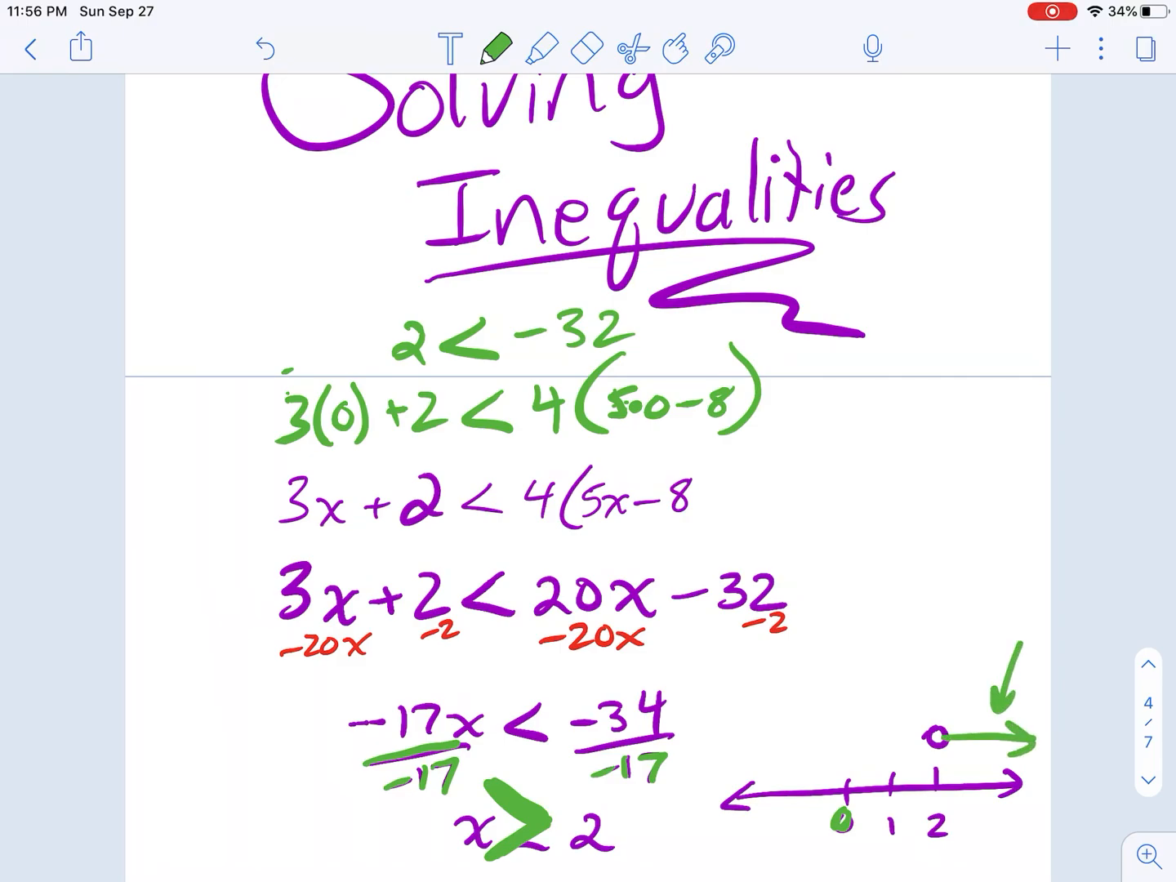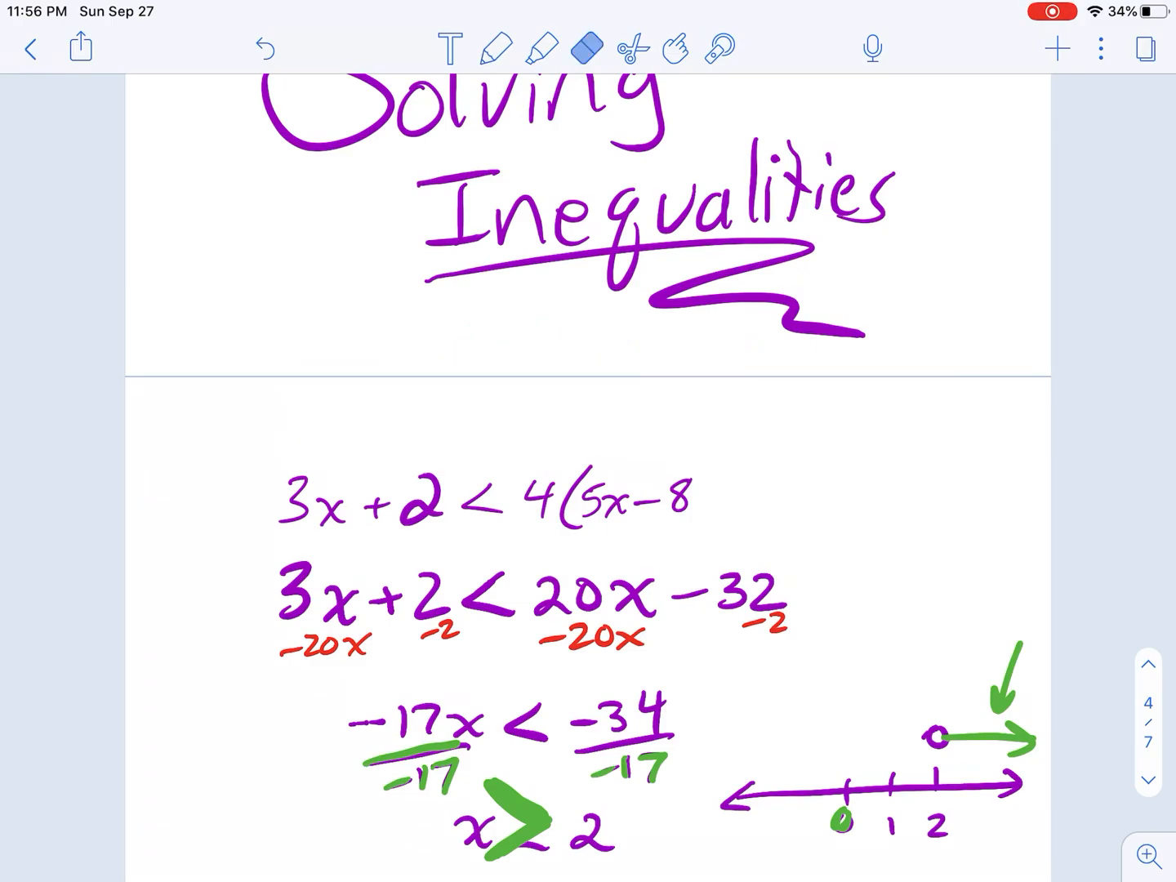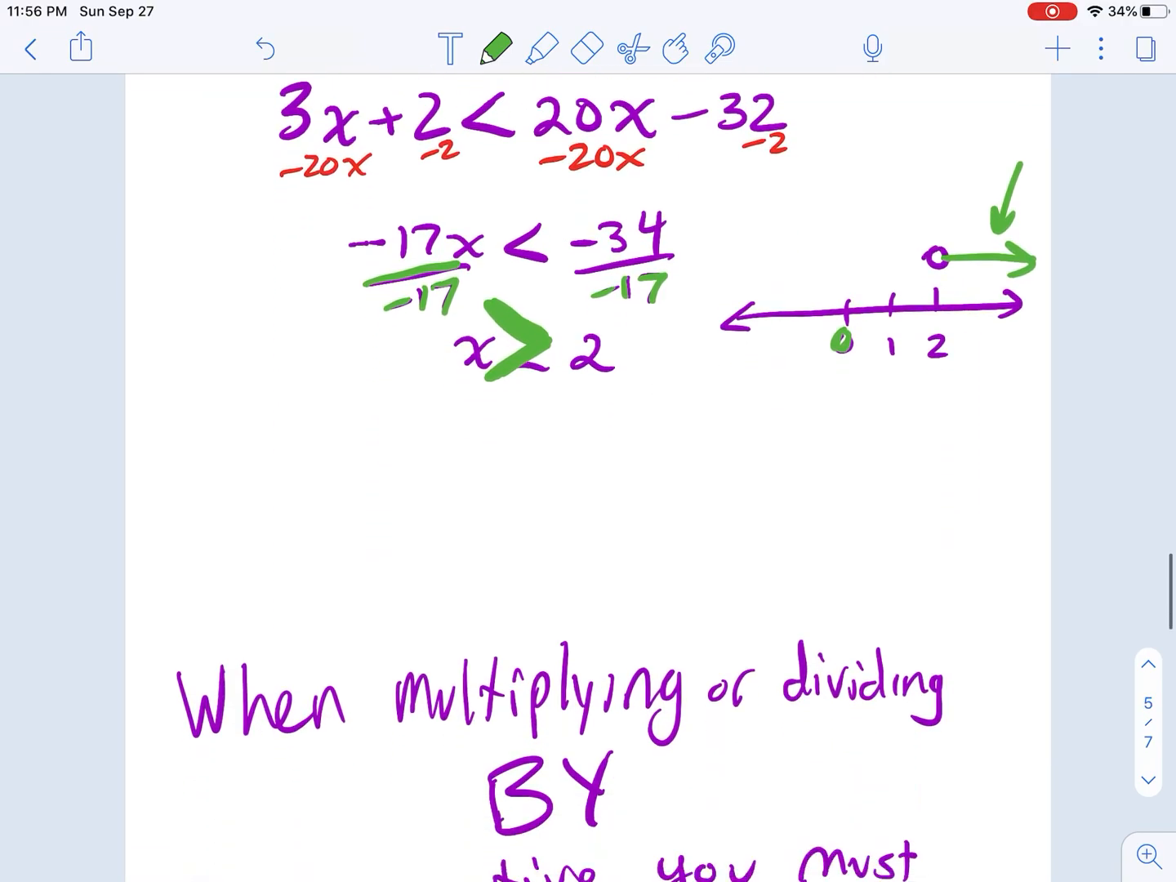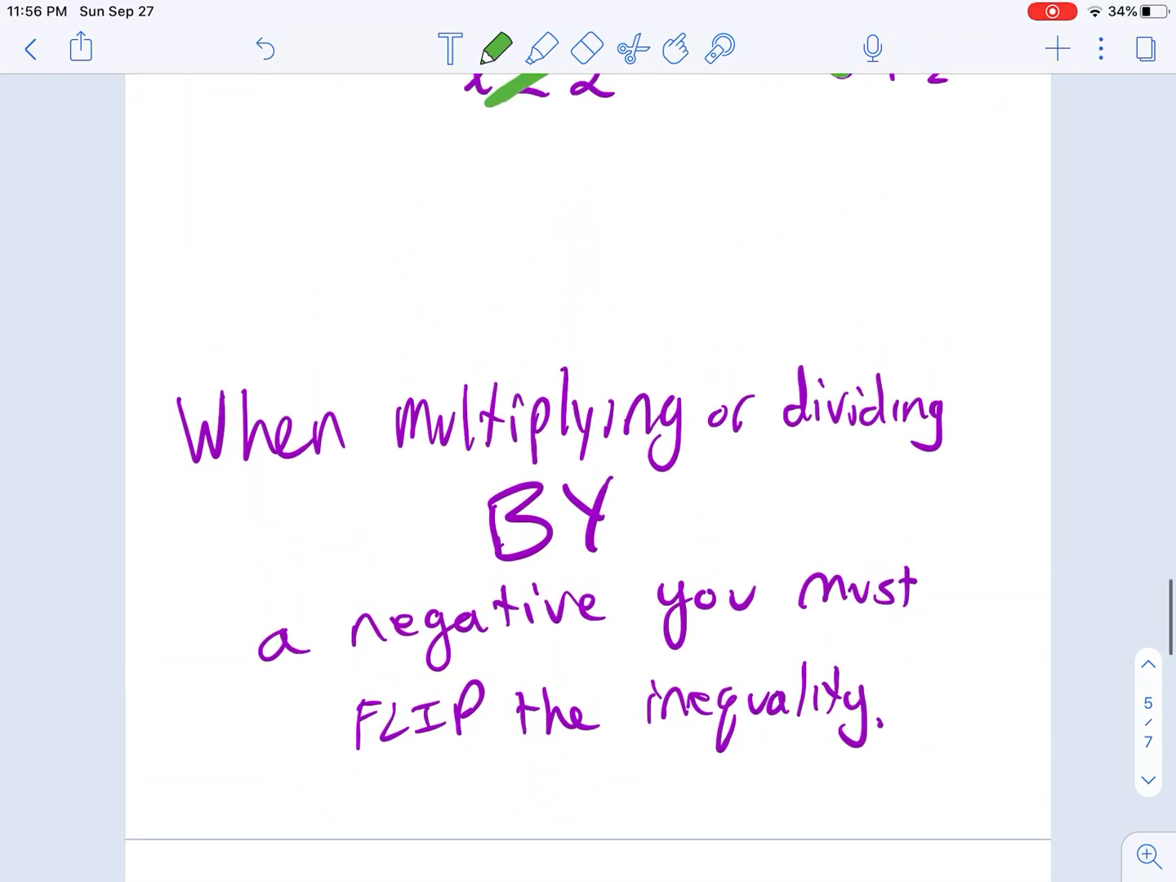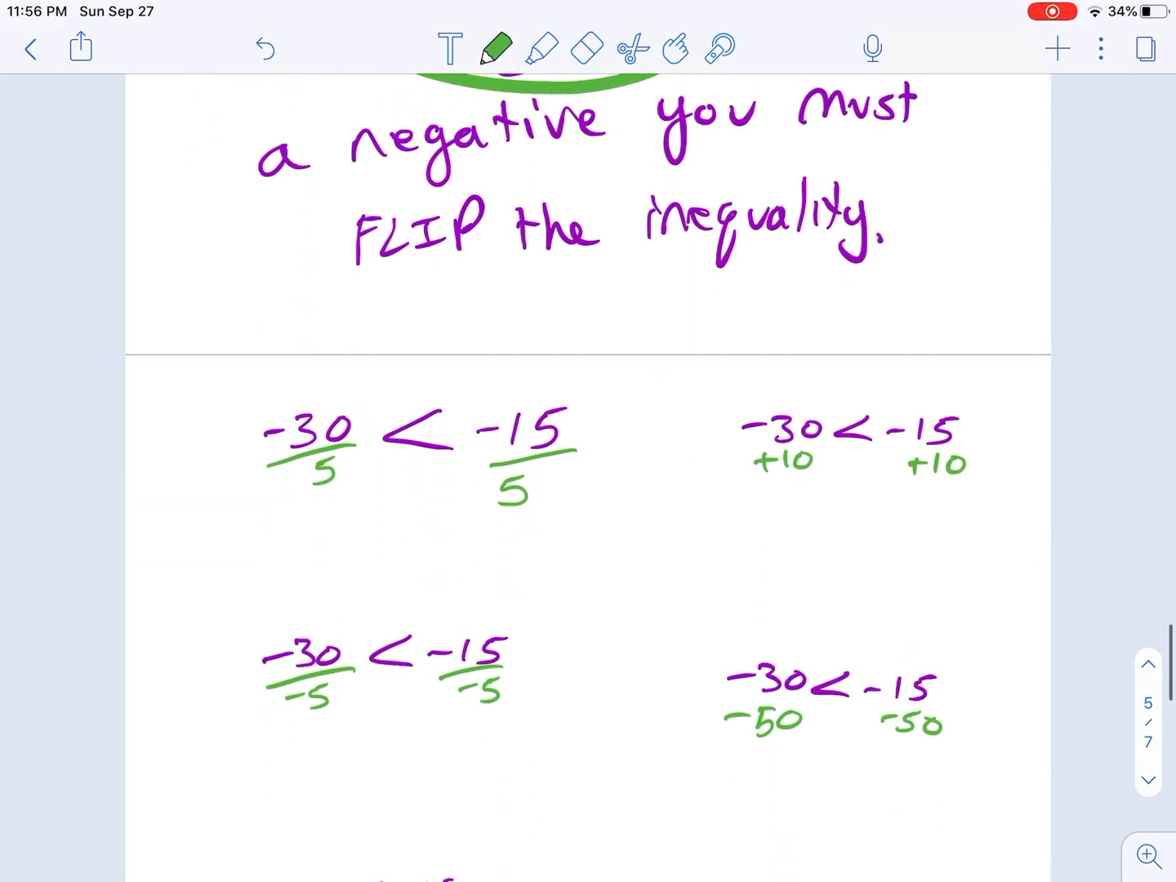Let's plug in a 3, let's say. If I plug in a 3, I'll get a 9 plus a 2, so that's an 11. Is that less than, let's see, 15 minus 8, that's a 7. Is that less than a 28? Sweet. Okay. You gotta know this. When multiplying or dividing by a negative, you must flip the inequality. Let me prove that to you.